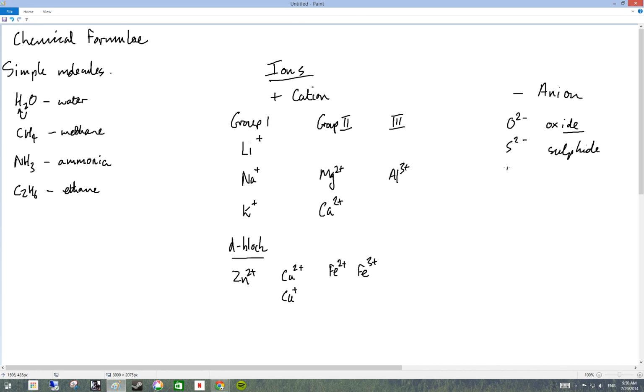Well, actually, let's have another one. N3-. So sulfur and oxygen are both in group 6, so they need to gain 2 electrons to have a full outer shell. Nitrogen is in group 5, so it needs to gain 3. Nitrogen more typically forms covalent compounds, as does sulfur and oxygen, but you can get ionic compounds of them. This is a nitride ion.